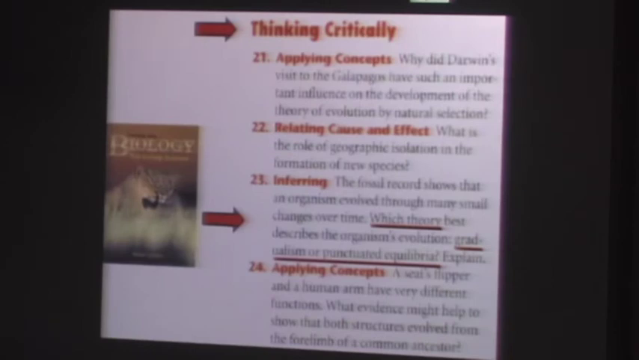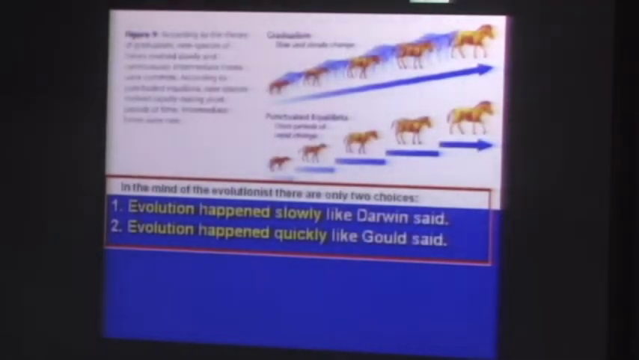Which theory best describes the organism's evolution? Gradualism or punctuated equilibria? Look what they do. Kids, which theory is the best explanation? Slow evolution or fast evolution? Do you see how they're giving the kids two options, both of which are false? Which is correct, boys and girls? Elephants are orange or elephants are pink? Oh man. Mom, what should I write for this one? I don't know, honey. Go do your homework.